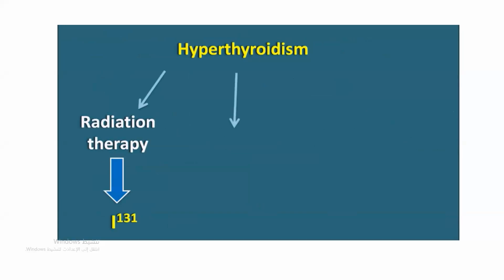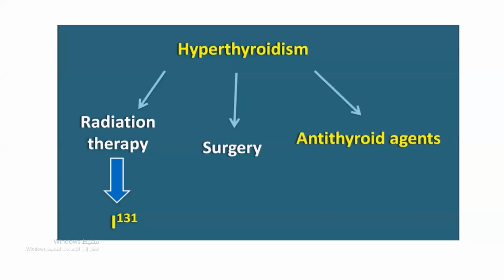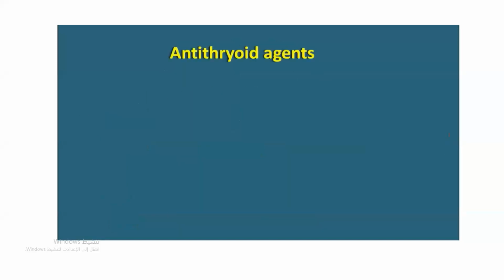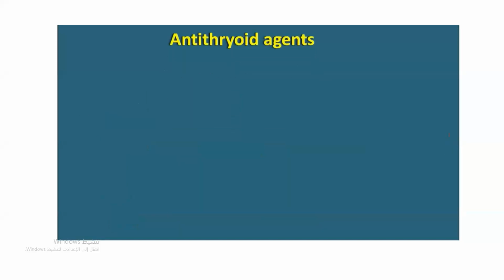Otherwise, the thyroid gland can be surgically removed such that we can prevent the excessive release of thyroid hormones. And finally, we can use the anti-thyroid agents, which inhibit the synthesis of thyroid hormones within the thyroid follicles. So in this video, let us discuss the anti-thyroid agents. What are the anti-thyroid agents? Based on the type of use, these can be classified into two types: the drugs which are used for the treatment of hyperthyroidism, and the drugs which are used as adjuvants.